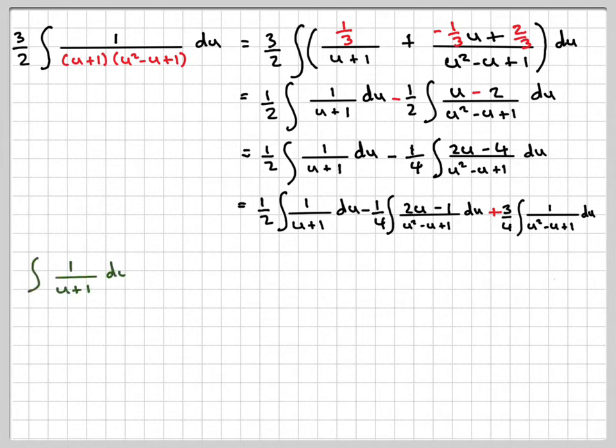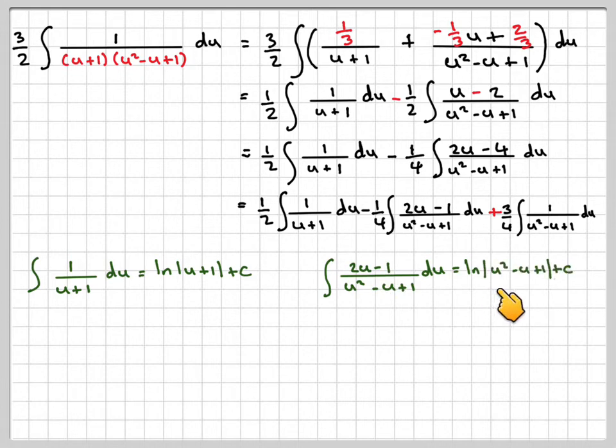So the integral of 1 over u plus 1 is ln of u plus 1 plus c. This is now of type f dash of x over f of x, so the integral of 2u minus 1 over u squared minus u plus 1: if you differentiate the denominator, you get the numerator, so that's just going to be ln of u squared minus u plus 1 plus c. So these integrals are actually quite easy. You could actually do that with just normal A level.